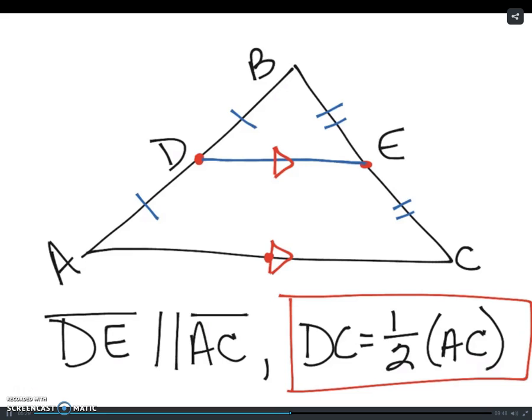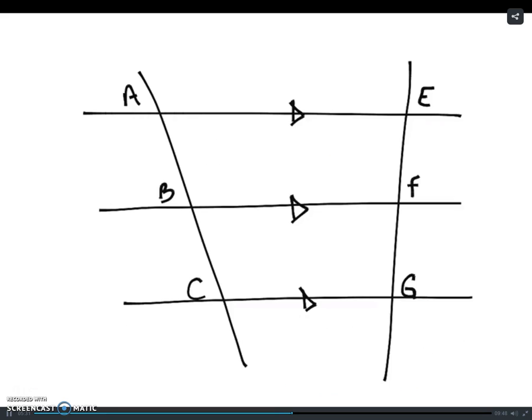Okay, next we're going to be looking at some parallel lines, and you're going to notice that I have 3 parallel lines. So before, when we dealt with parallel lines cut by a transversal, we only had 2 parallel lines cut by a transversal. So now we're going to be moving into 3, and this is important in several ways.